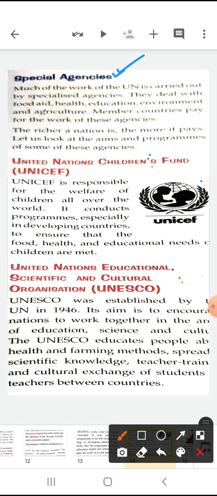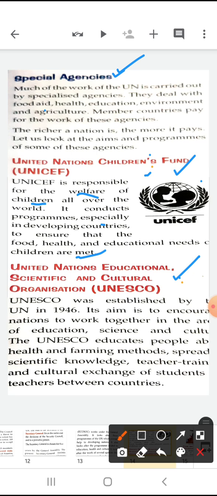Okay, first of all, UNICEF. You all must have studied or seen UNICEF. Its advertisements also come on television and in magazines. United Nations Children's Fund: UNICEF is responsible for the welfare of children all over the world. It conducts programs, especially in developing countries, to ensure that the food, health and education needs of children are met. They make sure that children get food, health and educational needs.